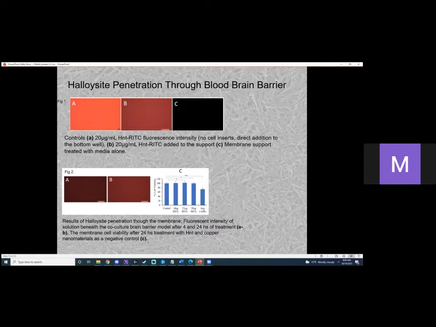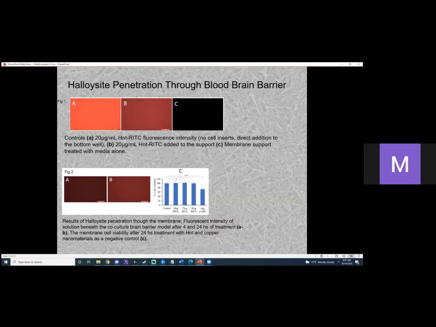So here in figure 1, we have controls which show the Hnt RITC fluorescence intensity with no cell inserts, direct addition to the bottom well, and B, 20 nanograms per milliliter Hnt RITC added to the support. And then C is just a control membrane support treated with media alone.